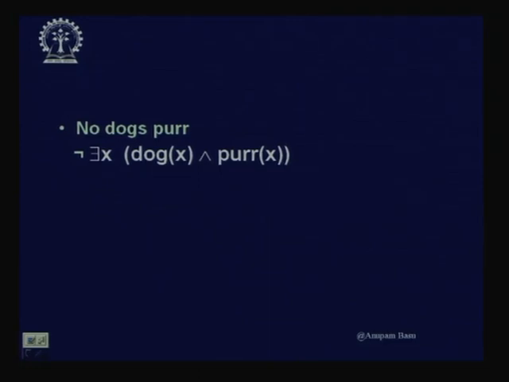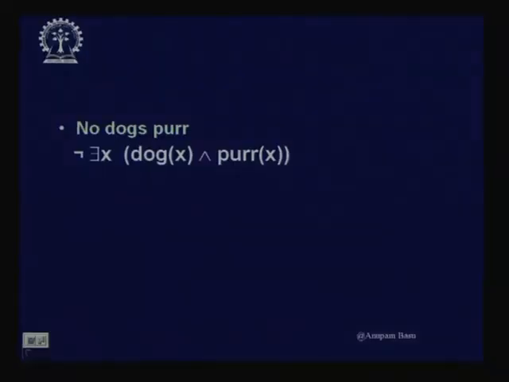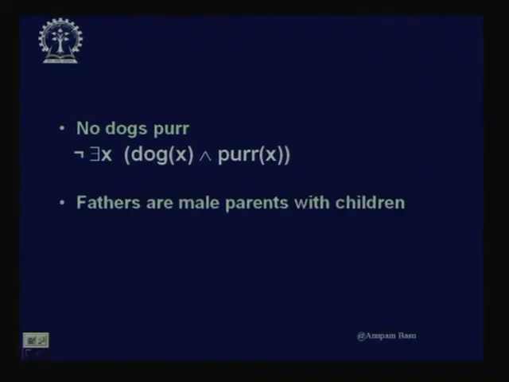All right. It is also possible. I hope you remember the duality that we had discussed in the last lecture, that any existential quantification can also be converted to universal quantification. So, you try that, but no dogs purr can be represented in this way. Now, here was the next example. Fathers are male parents with children.